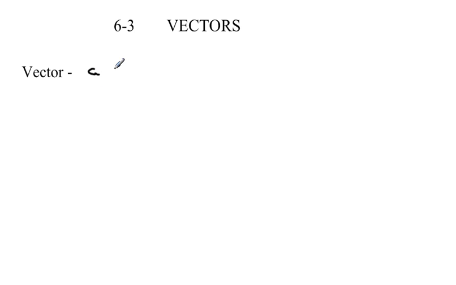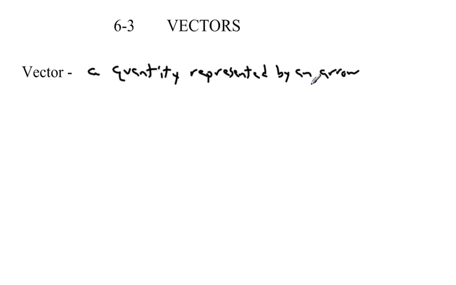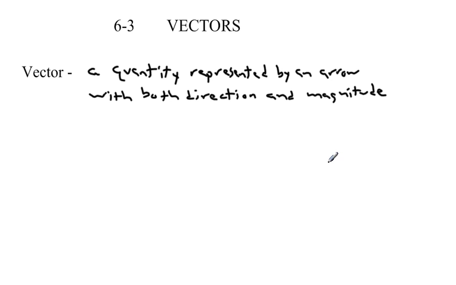He says, vector is a quantity represented by an arrow with both direction and magnitude. So he gives a perfect mathematical definition of a vector.